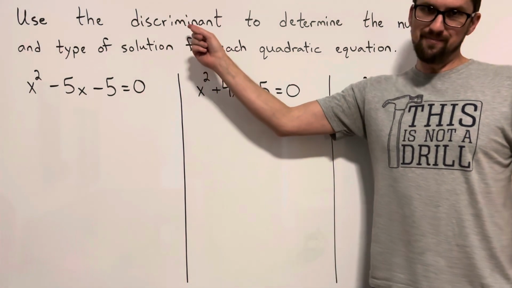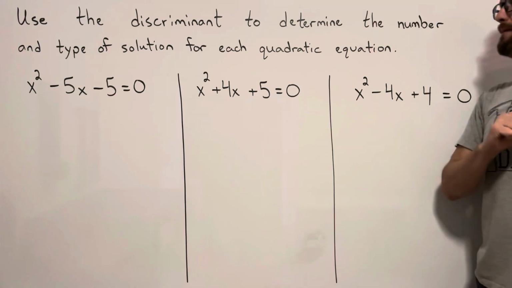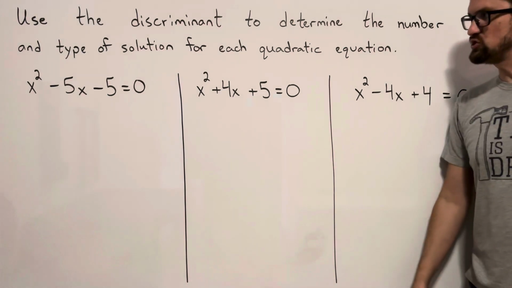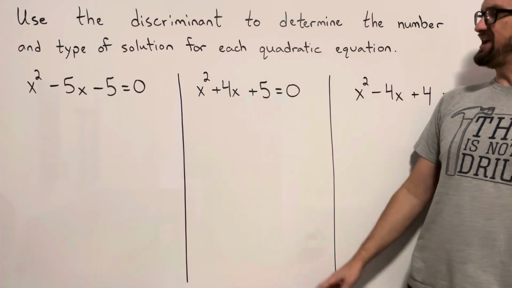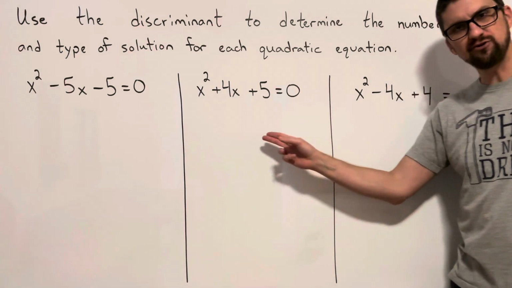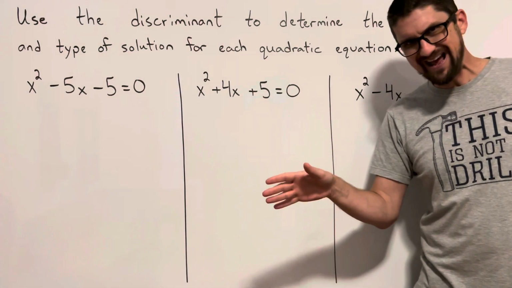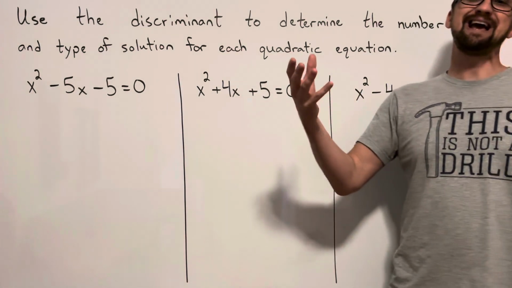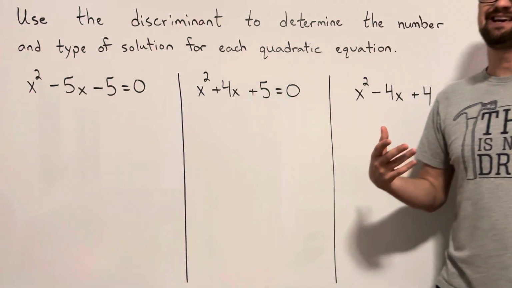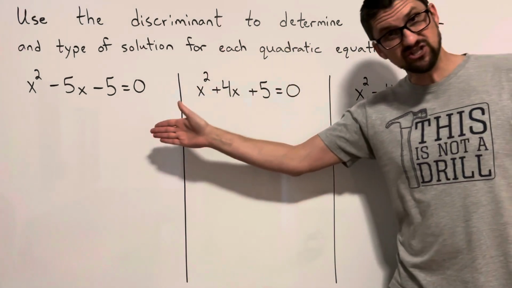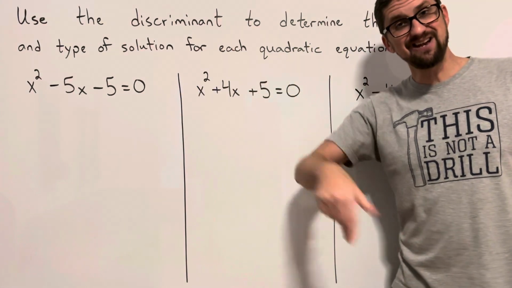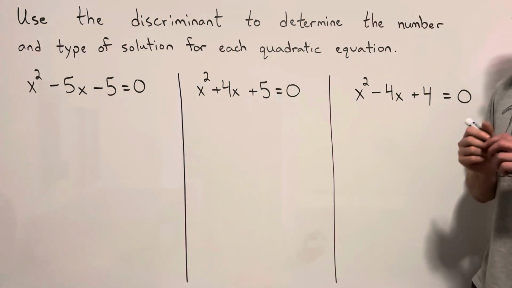Use the discriminant to determine the number and type of solution for each quadratic equation. We have 3 quadratic equations here. We don't want to solve them for x. We want to calculate the discriminant, and that's going to tell us how many solutions we have and what type of solutions we have.